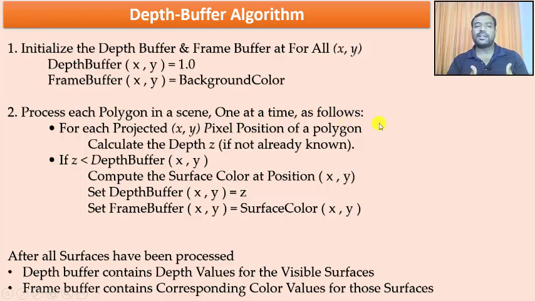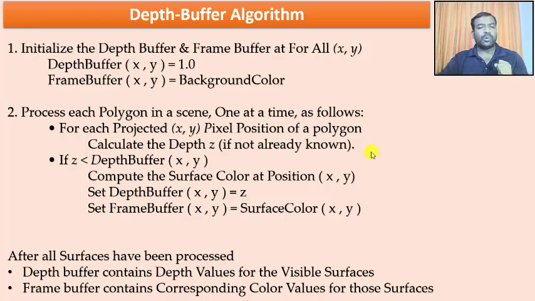We'll take every surface of the scene from the polygon, and for each projected XY pixel position of a polygon, we calculate the depth Z if not already known. That is, we're going to compute the Z value. We'll take one surface, and on that surface a pixel position, and we get the Z value of that.